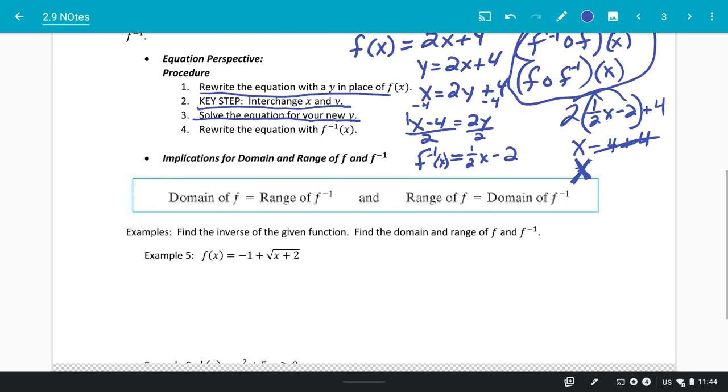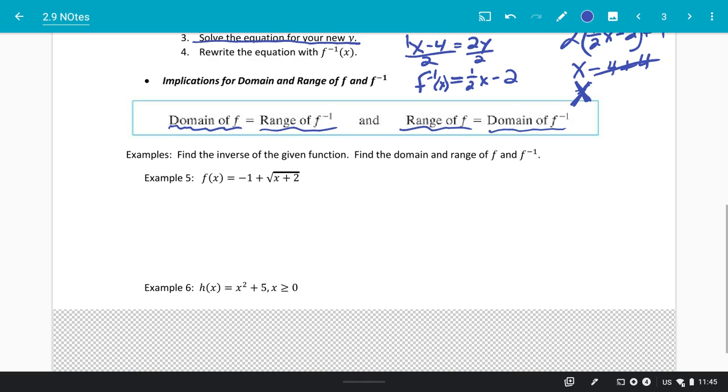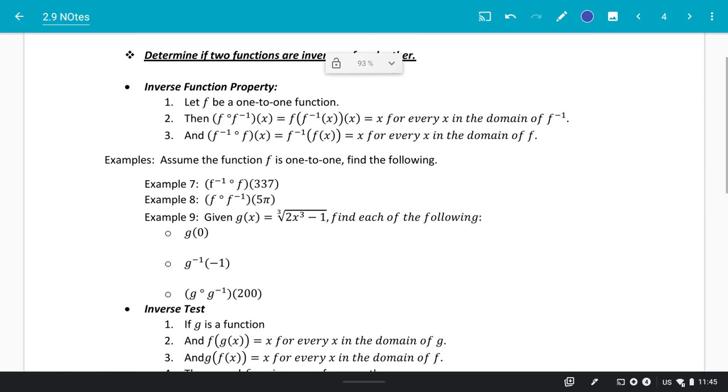All right. Domain and range is no different. Okay? But it should be the fact that the domain of the function is the range of the inverse and vice versa. The range of a function becomes the domain. So I'm going to skip 5 and 6. Let's go to the next page. All right.